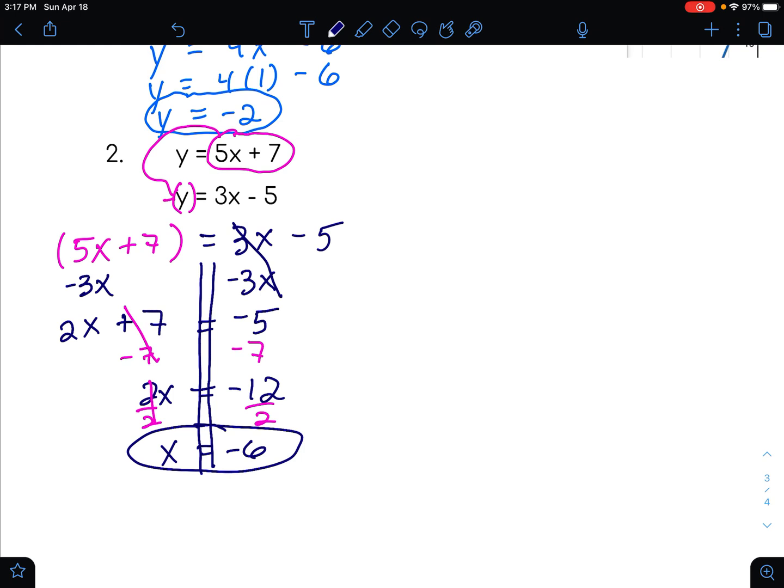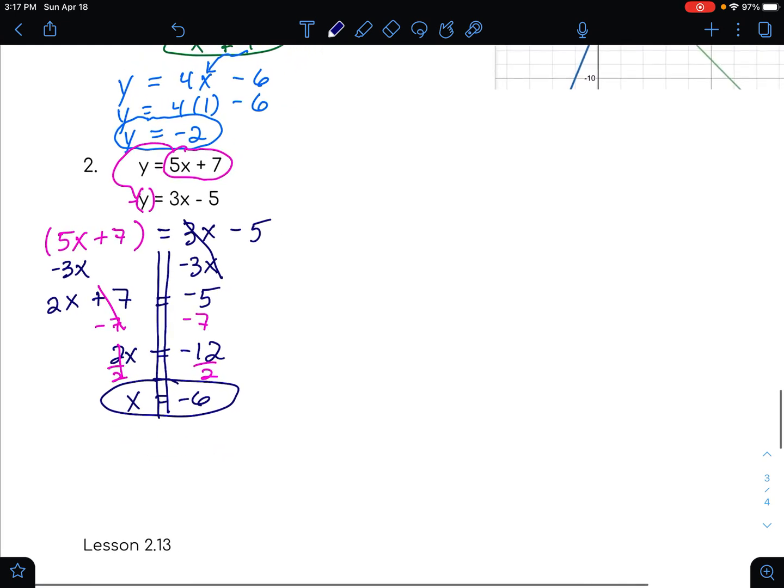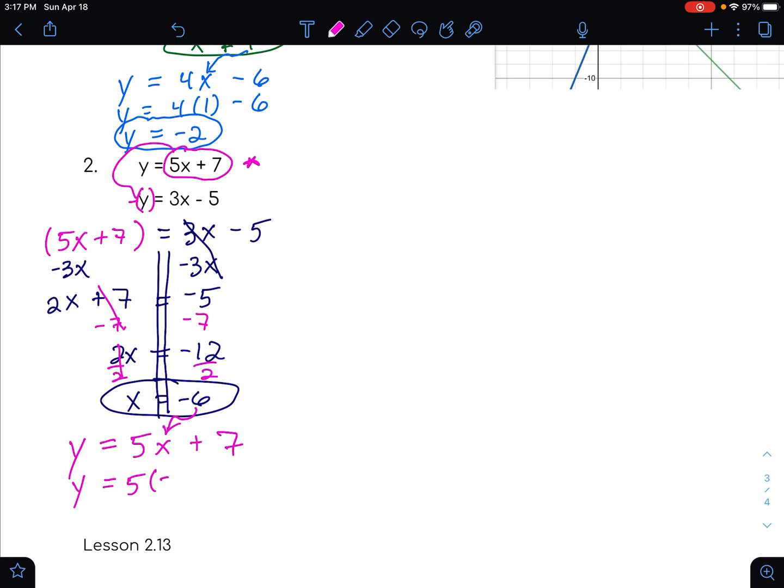All right, so just like before, we have our x value for our solution. Now we just need our y value. And so now we go back up and we have to choose one of the original equations to get our y value. And we just substitute that x value into one of the equations. In this case, either one of them would be fine because they're both already set up as y equals. I'm just going to go ahead and use the first one. So y equals 5x plus 7. Now I know my x value is -6. So y is equal to 5 times -6 plus 7.